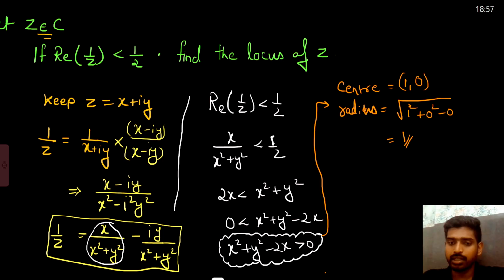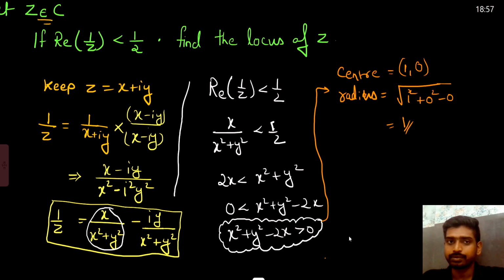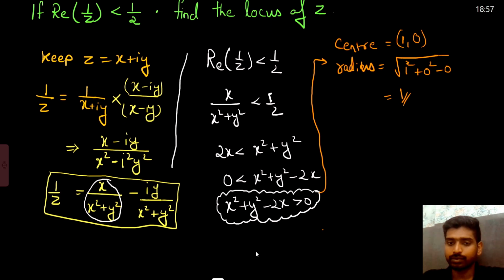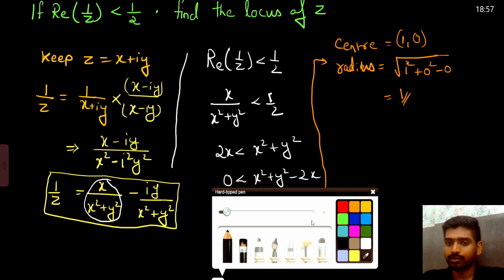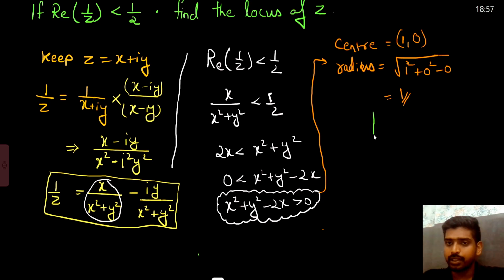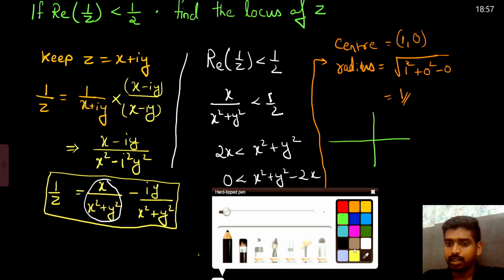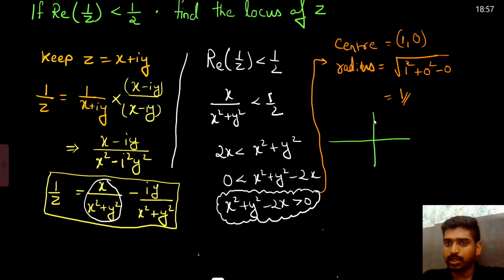So if we plot this circle, we'll get a circle whose center is 1 comma 0 and radius is 1. The radius is 1 unit. This is the coordinates of the circle, the center of the circle and the radius of 1 unit.